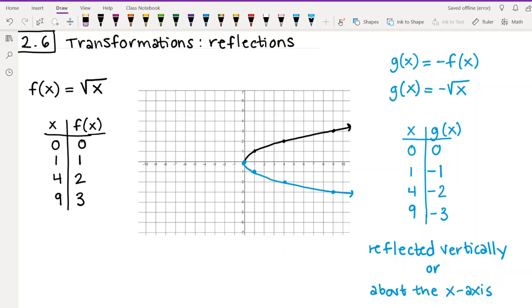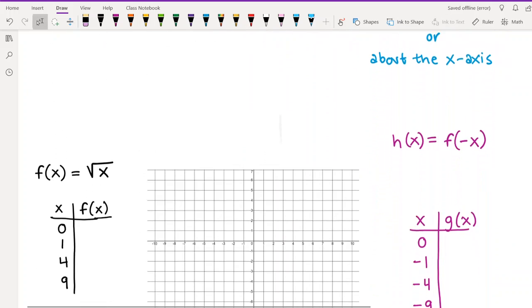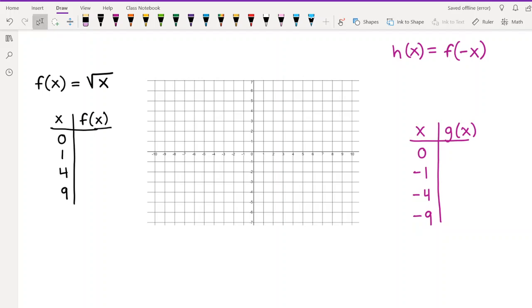Okay, so that is a vertical reflection. So let's see now what happens when, instead of putting the negative sign on the outside of the function, now we apply it to x itself. So we're affecting the input rather than the output. So I'm just going to fill out this table again real quick and sketch our graphs for the original function. So 1, 1, 4, 2, and 9, 3. So there is our original function.